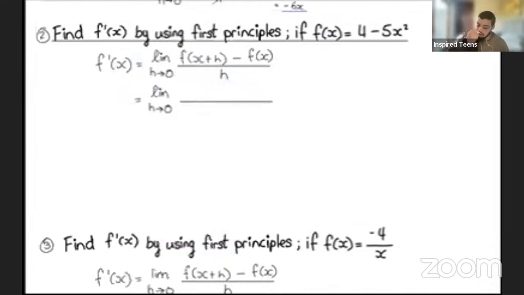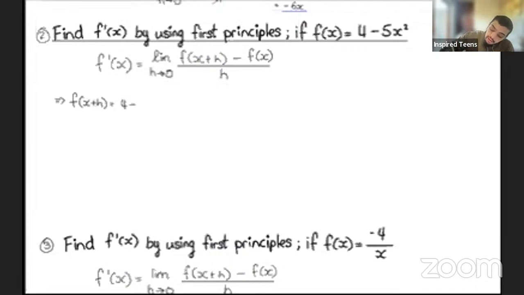Okay, so now we're going to substitute. We're going to do it where we do f of x plus h separately. So I'm going to solve f of x plus h first. This is another option if you'd like, just to solve it separately and then put it into the formula. So f of x plus h is equal to 4. Don't forget that 4, right? So 4 minus 5x squared is the function. So that's f of x. So f of x plus h is going to be 4 minus 5, open brackets, x plus h squared.